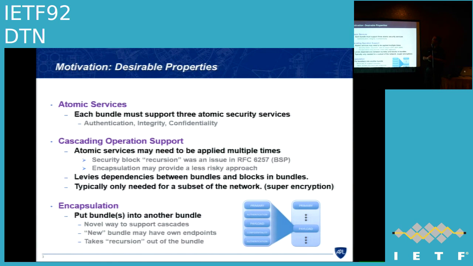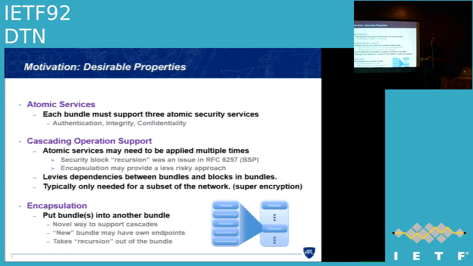There are times when we need to take these atomic services and cascade them so that we can apply them multiple times. This was an observation made in BSP, and the original 6257 mechanism for that was a little too recursive, and you could get into quite a bit of complexity as you cascaded these operations. But there are still cases where you may want to apply them, and what is the appropriate way forward, reducing complexity but also yielding the benefits that you need. And lastly, we wanted to understand where encapsulation provided services that could simplify individual security bundles.